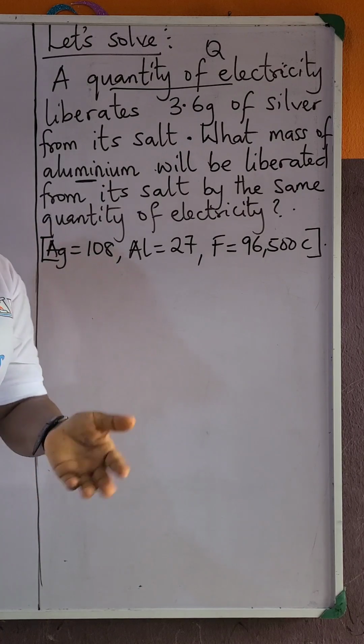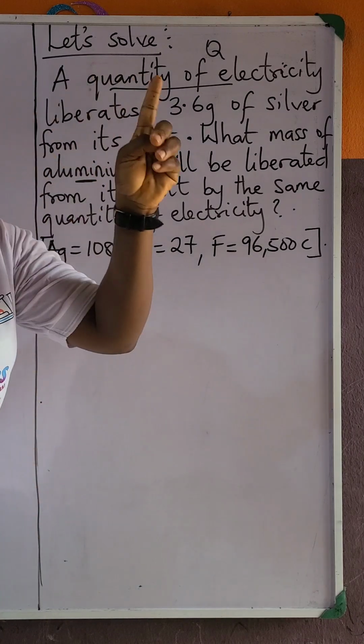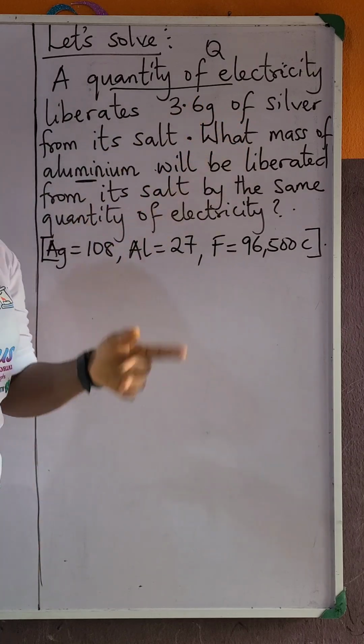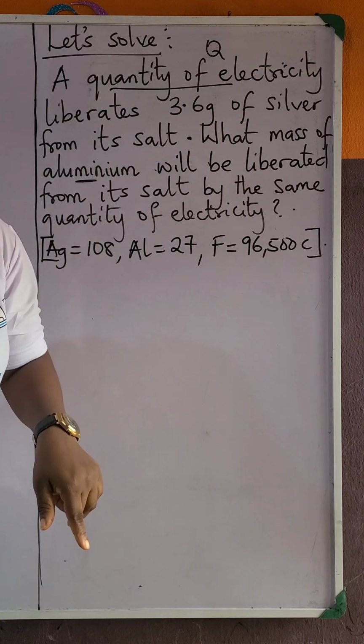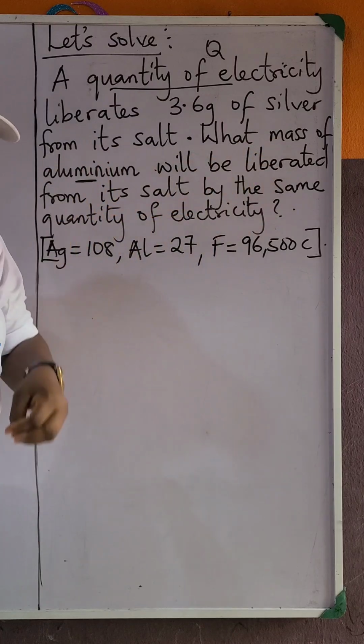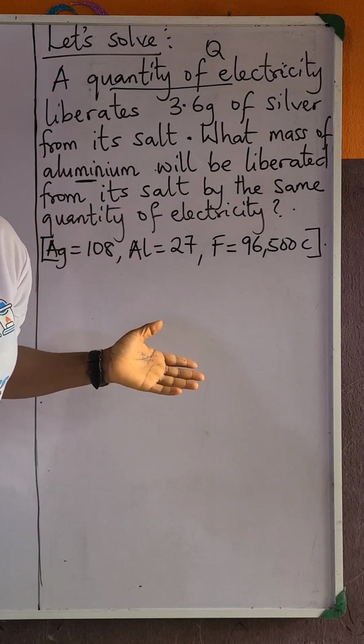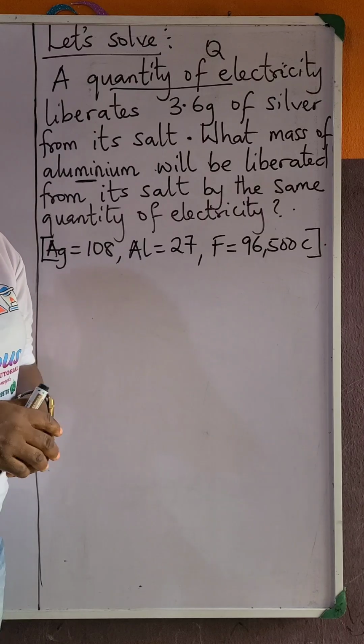So, understanding this question, a particular quantity of electricity liberated 3.6 grams of silver from each salt. And they are now asking me, what mass of aluminium that same quantity of electricity will liberate? Let me find that quantity of electricity first before any other thing.